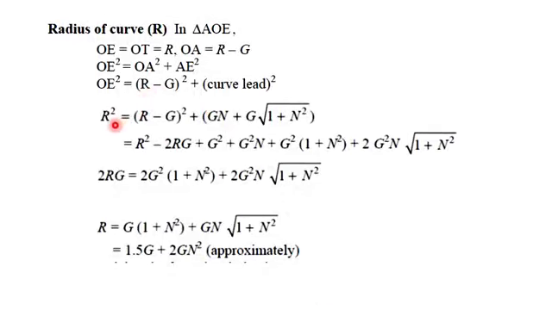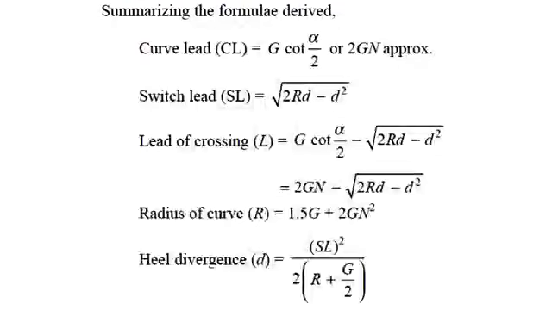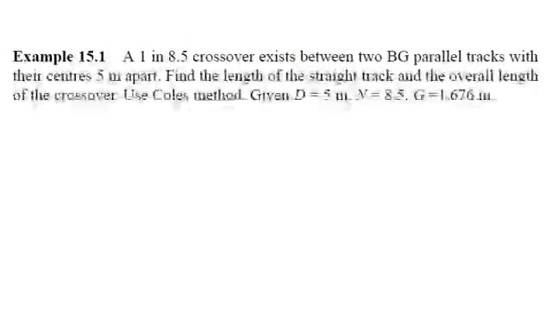So that can be expanded as OE, the radius, that is R square, is equal to R minus G the whole square plus curve lead square, where curve lead is given by the equation GN plus G into square root of 1 plus N square. So solving this equation, you get R is equal to 1.5 G plus 2 GN square approximately. So these are the formulas which you derived in this design of turnout: curve lead, switch lead, lead of crossing, radius of curve, and heel divergence.